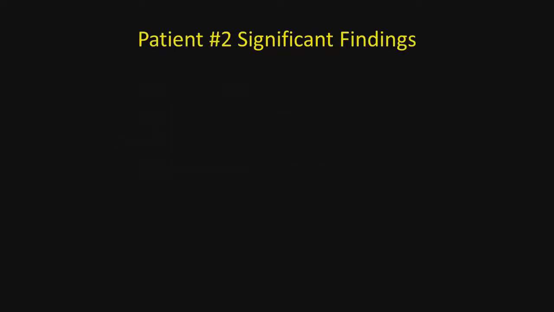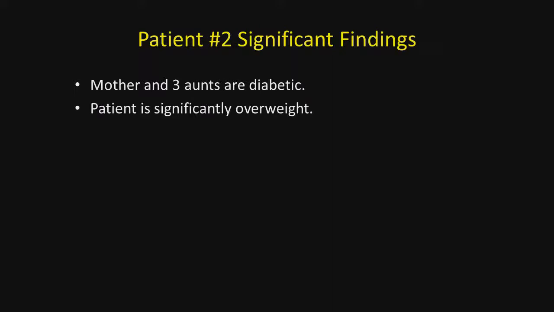But then we will look further on significant findings. Her mother and 3 aunts are diabetic. Now that raises a flag. This means there's a strong family history of diabetes, and it is gender related, which makes it even more significant. Then we see the patient is significantly overweight. At this point, you should be suspecting that this patient is diabetic, but the patient denies that she is diabetic.